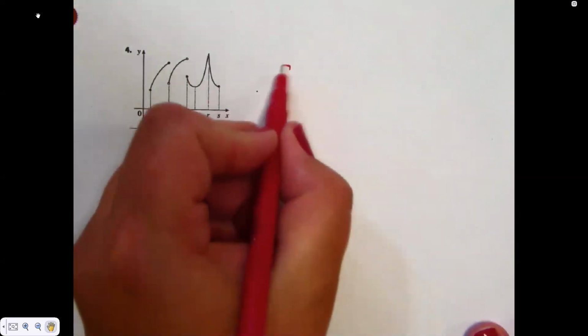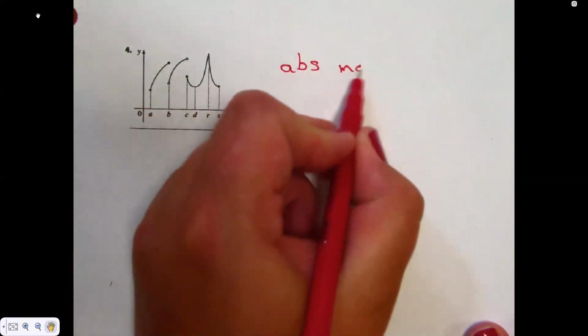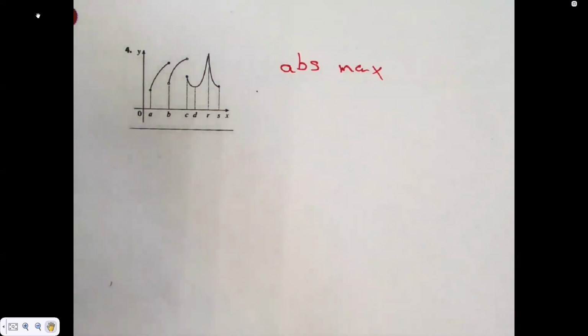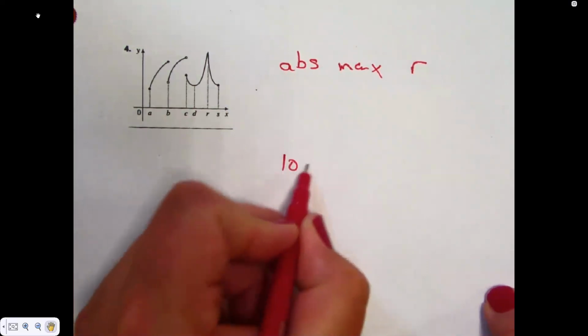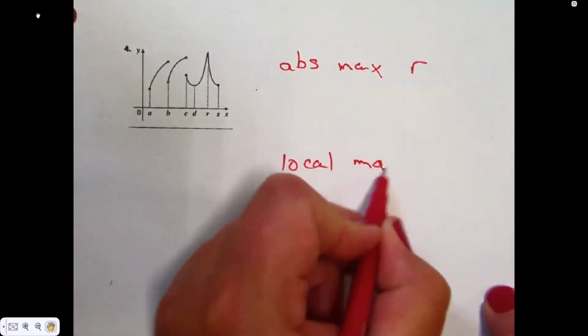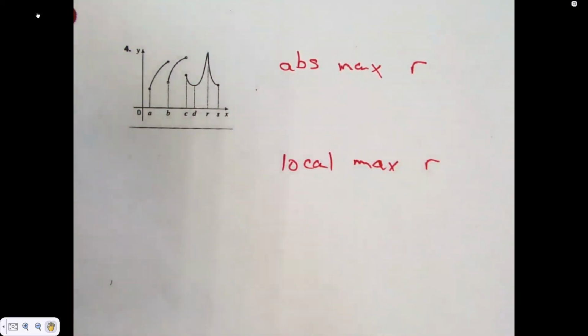All right, let's try it one more time. This one's just a little bit trickier because we've got some open circles and things. All right, do we have an absolute max? Absolute highest point is what? R? Perfect. And we can even go to local max because it's not an endpoint. I can stick it there right away. If it's not an endpoint, then I put it there.